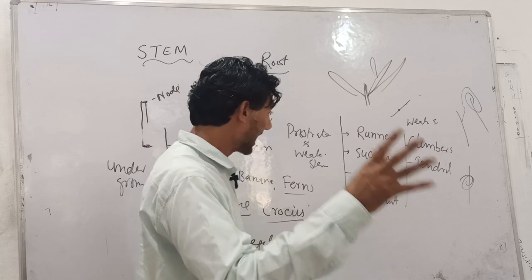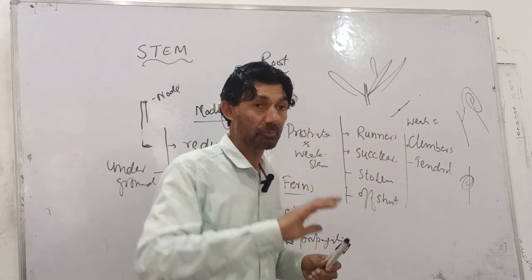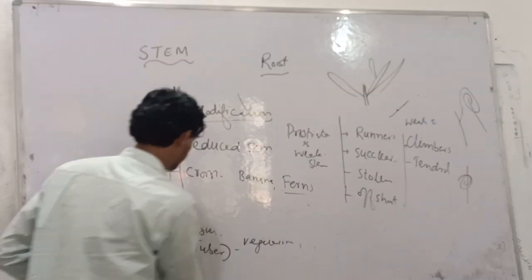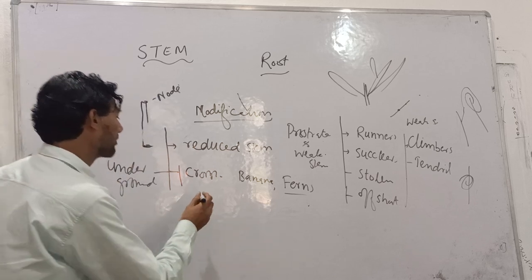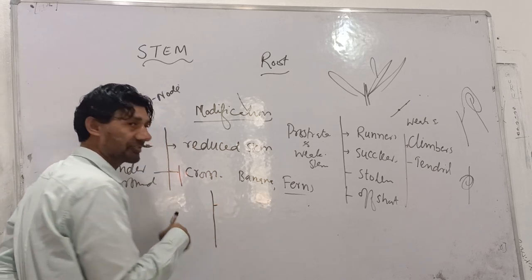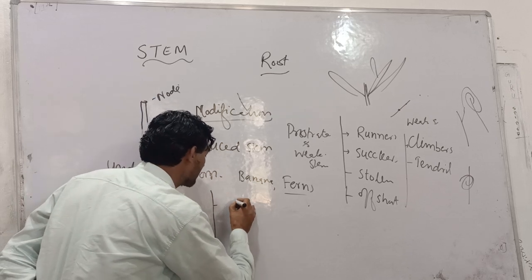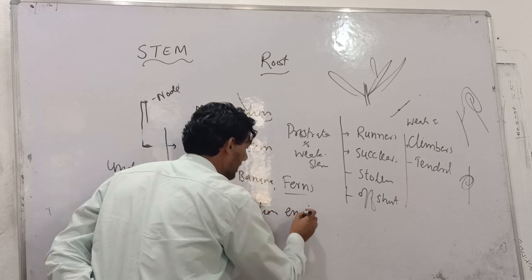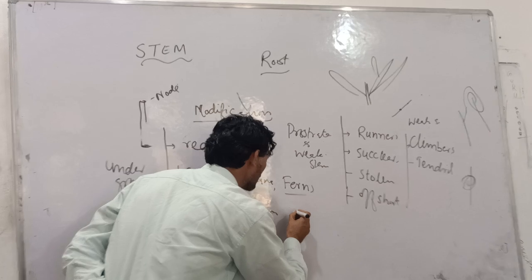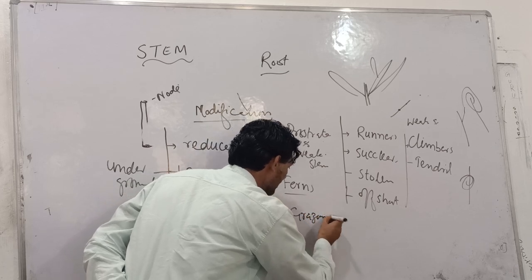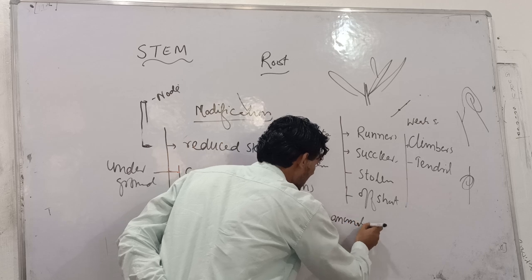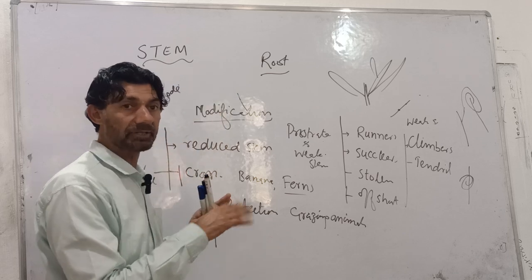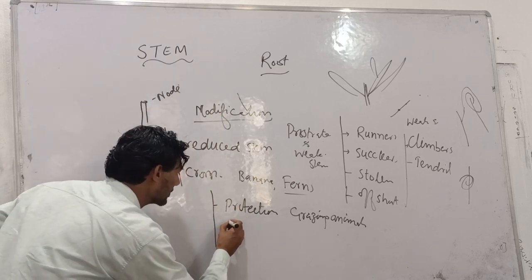Clamber. In some cases the stem is modified, and it helps in protection. In some plants, part of the stem gets modified to protect it from enemies, from grazing animals.